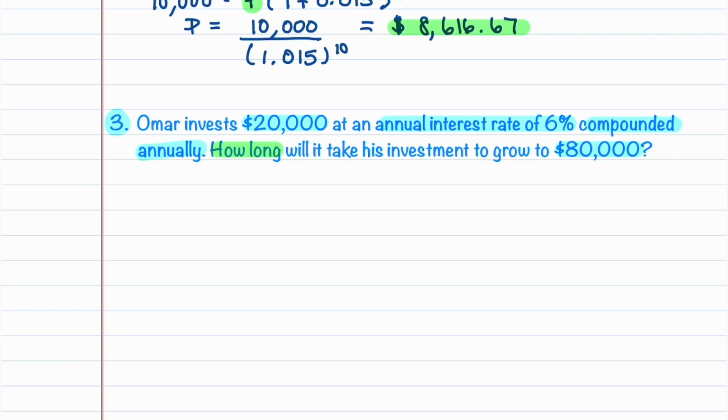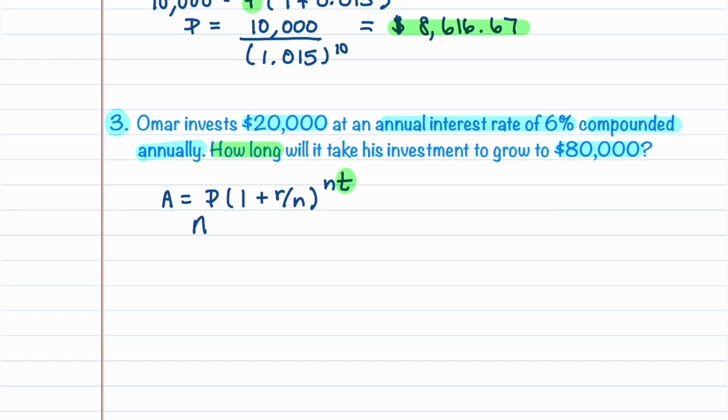So let's write down our formula. A is equal to P times (1 plus r divided by n) raised to the n times t. Now let's go ahead and highlight in green what we need to find. We need to find how long it's going to take his investment to grow, so we're going to be solving for t. Notice that it's up in the exponent, and that's why we're going to have to use logs. Let's start by writing down what all the other variables are.